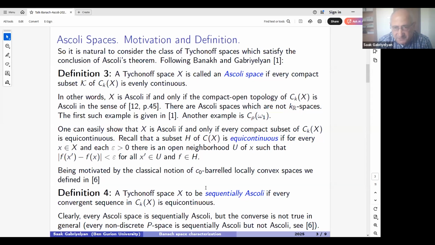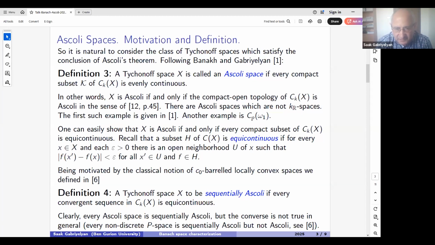There are Ascoli spaces which are not KR spaces. The first such example known to me is given in our joint article with Taras Banakh. Another example is the space of continuous functions of the ordinal space omega 1 endowed with the pointwise topology.